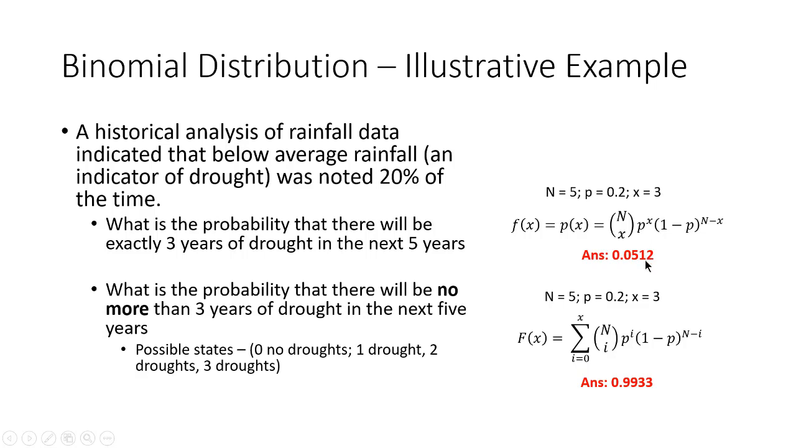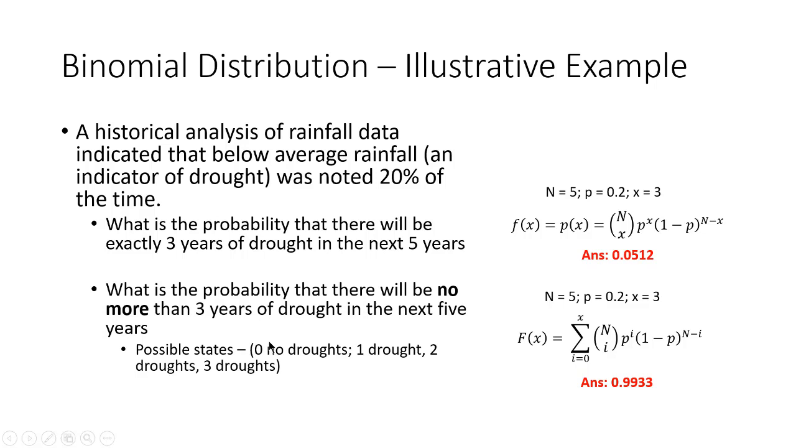So the probability of seeing 3 drought events in 5 years is 0.0512. This is not telling when those drought events can happen. They can happen first year, second year, third year, or they can happen like second year, fourth year, and fifth year in various permutations or combinations. But we are not going to see more than 3 droughts in 5 years.